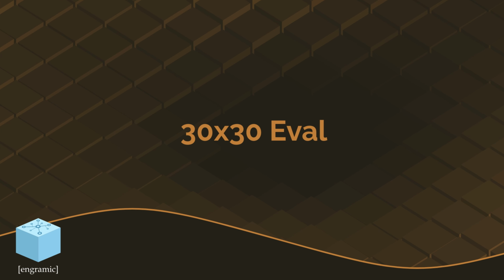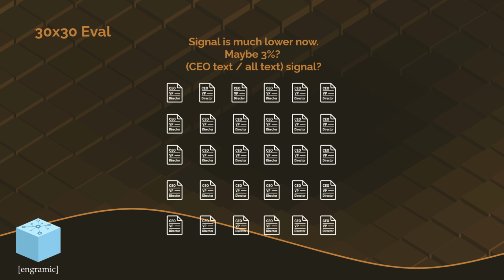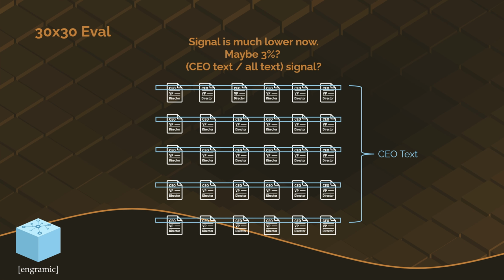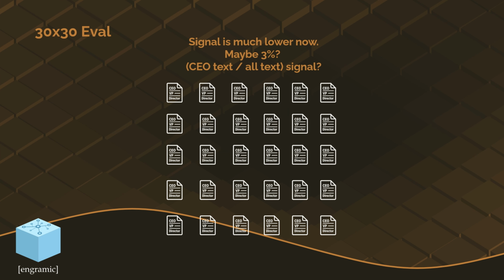That's where my thinking of a 30 by 30 comes into play. Right now, I'm asking about 30 roles across one document. But what if I were to ask about one role across all 30 documents? Assuming retrieval is working, RAG systems that can achieve 30 roles in one document should be able to fetch one role across 30 documents. The signal of the context window is essentially the same because the retrieval step should call out the irrelevant text. With large context windows, it's a different story.